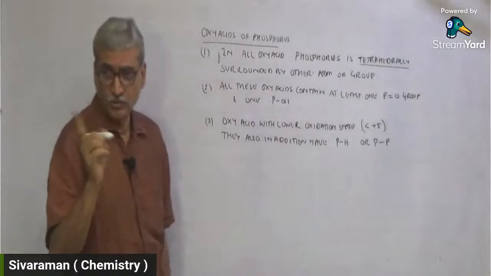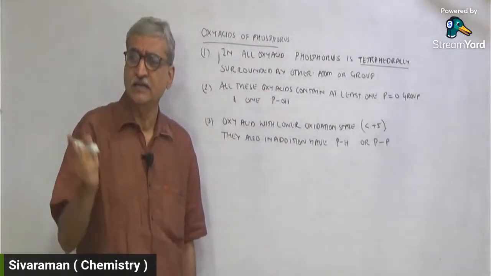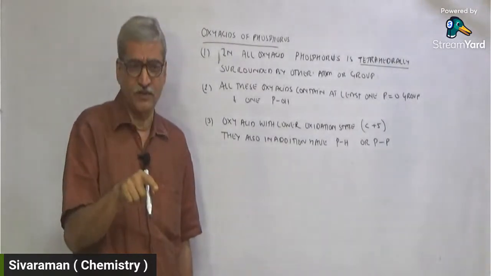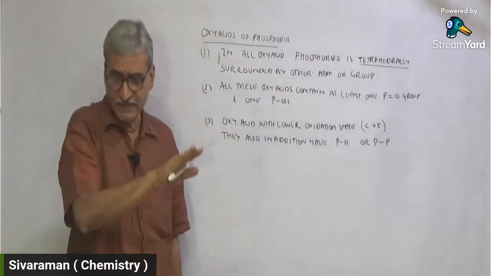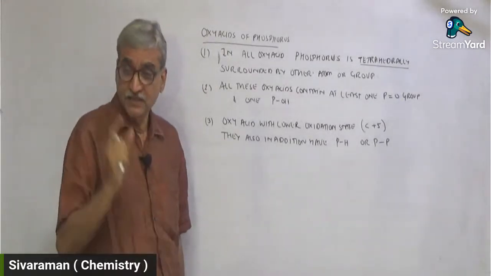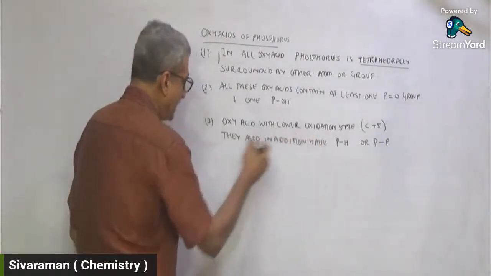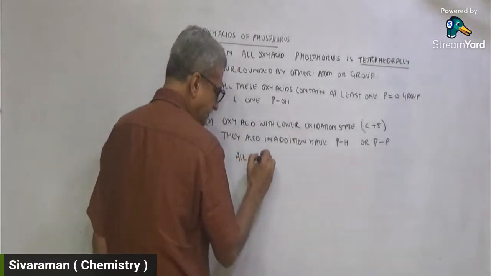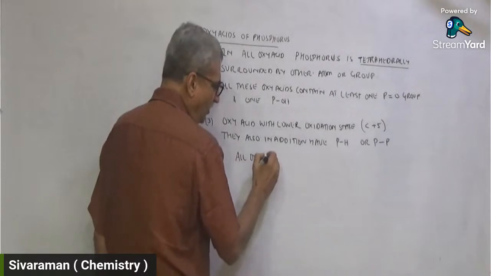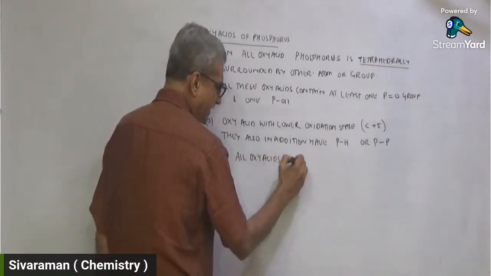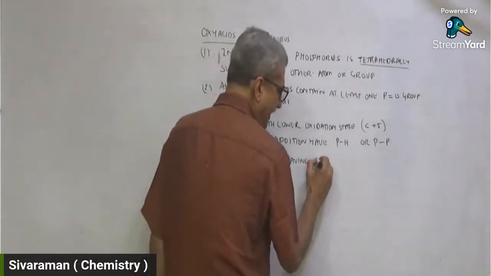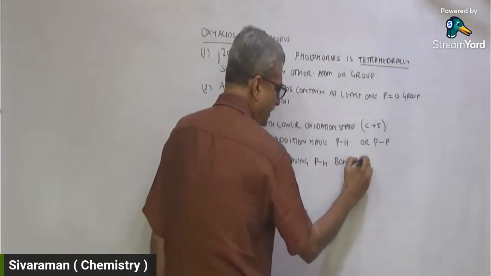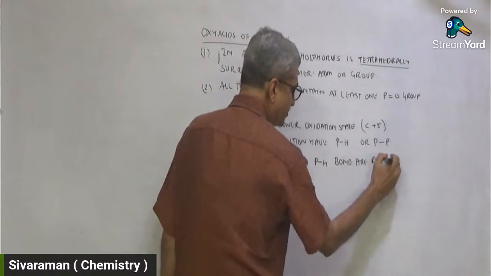Remember one thing, both don't occur together. You will not have a molecule which has a P-H bond and also a P-P bond. So either it will have a P-H bond or a P-P bond. Is that clear? Now what's the importance of that P-H bond? The answer is over here. Fourth, all oxyacids having a P-H bond are reducing agents.